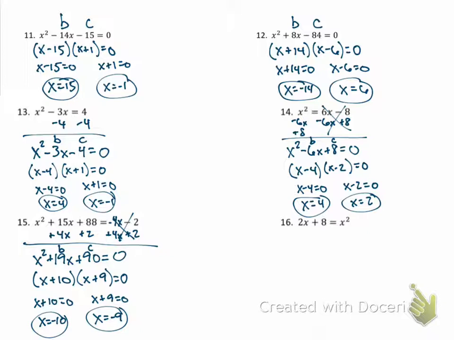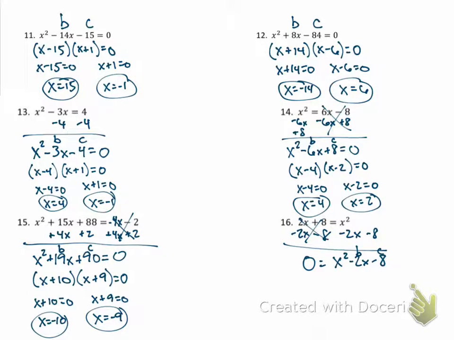And last but not least, number 16 for this slide. Again, I want to keep the x squared positive, so I'm going to move the 2x by subtraction and move the 8 by subtraction. So in this case, the left side is going to be 0. It's okay if the 0 is on the left, not a big deal. The right side, I do not have any like terms, so I'm just going to pull them all down. And then go ahead and do the exact same thing.